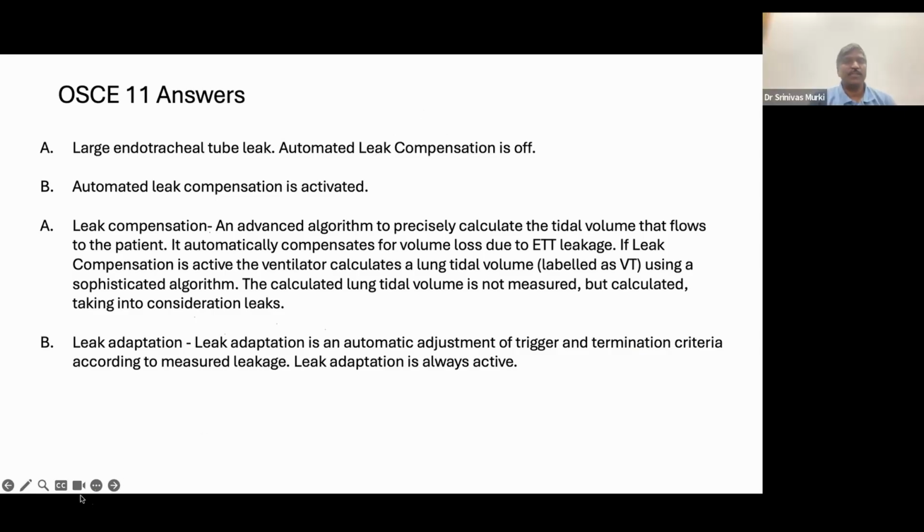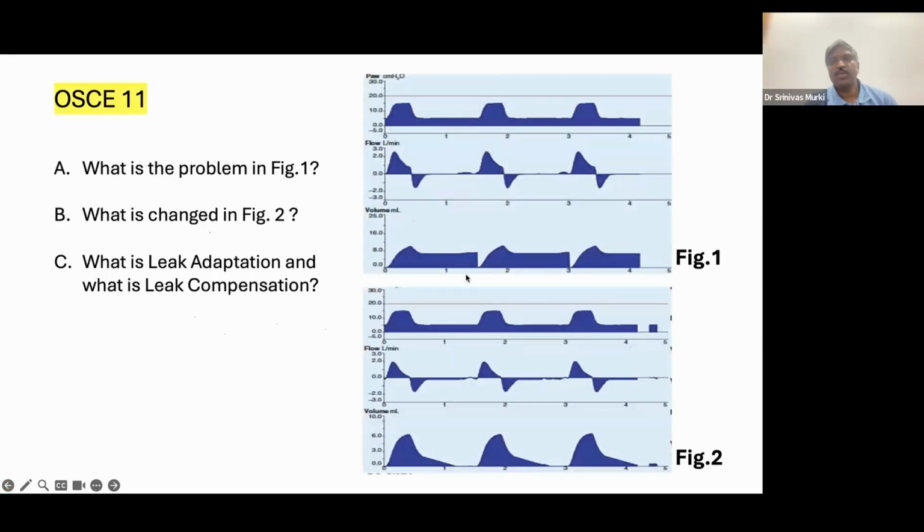Okay, so just go back to this graph. Suppose you see here in the flow time graph, there is a leak. So your flow is not able to come to zero. Now the first graph says that the flow is still not able to come to zero and your trigger is at that level. So baby will never be able to trigger. So what the machine does, it will bring the trigger up so that the triggering will happen. So if it sees that the leak is above the trigger level, it will bring the trigger up so the baby can trigger every breath.